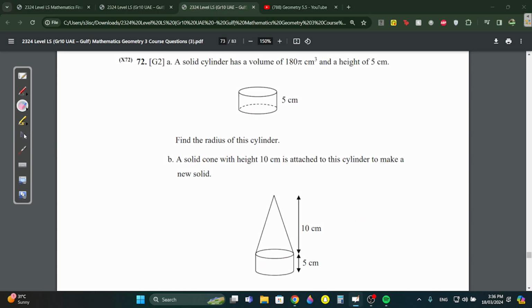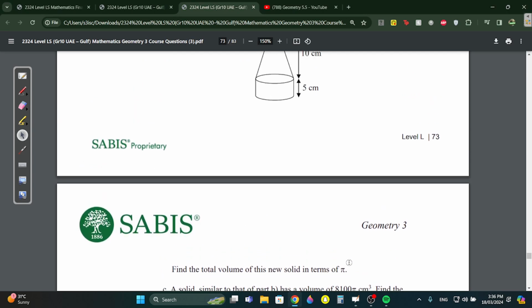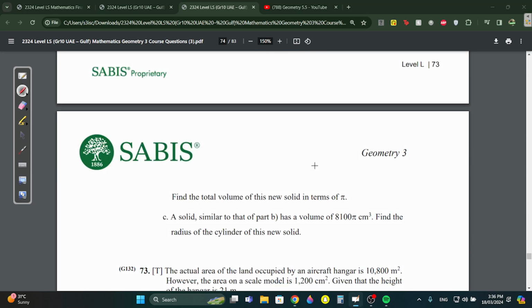Part C. A solid similar to that of part B has a volume of 8100 pi. We said this one was 300 pi, yeah? Find the radius of the cylinder of this new solid. And the radius was 6. Remember that volume 1 over volume 2 equals side 1 over side 2 cubed. Remember, yeah? But if it was area, it would have been squared, not cubed.